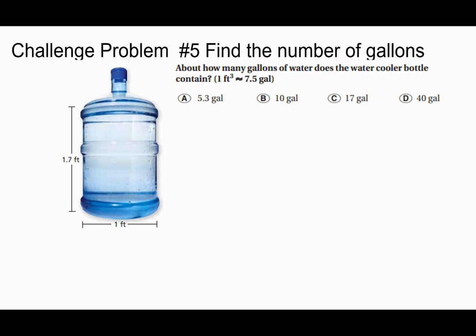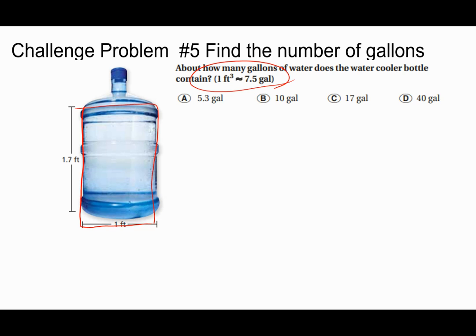Okay, so we're looking at a challenge problem here, and we're looking at our figure, which we could say is a composite figure, but really we're looking at this cylinder right here. We don't need to know the neck of our bottle because the neck isn't going to have any water inside it. So we're just looking at the bottle part. We're going to figure out the volume of this, and then we have our conversion factor here of 1 cubic foot equals 7.5 gallons.